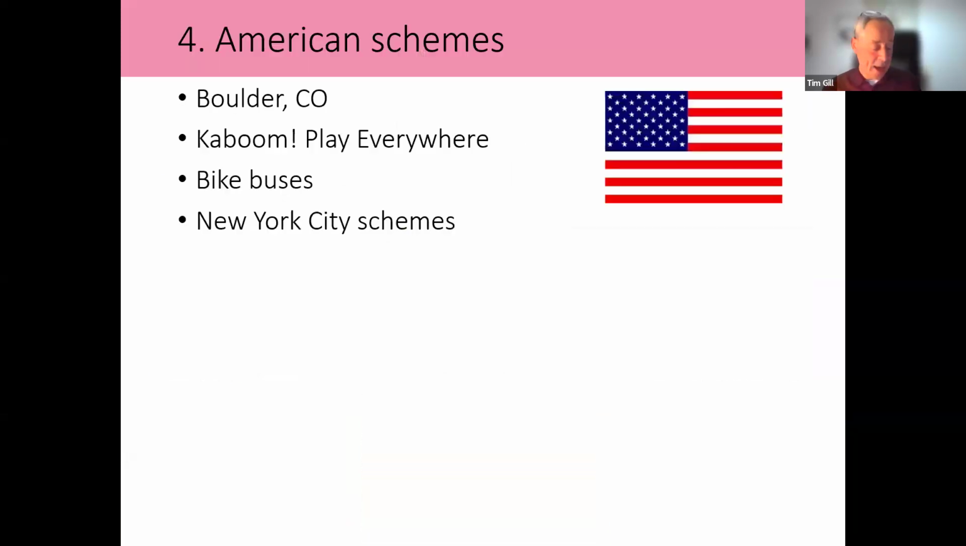Okay, I'm just going to touch now on some American schemes that I think are of interest in this sort of broad ballpark. Boulder, Colorado, a city that I write about in my book, is so far as I can tell, the city that's got the strongest strategic focus on this topic. There's an NGO which is called Growing Up Boulder, which I'll talk about. So that's one example. The second is a program run by the national NGO Kaboom. Historically, we focused on conventional play areas, but trying some different approaches. I'm going to say a bit about bike buses, and finally, I'm going to say something about New York City.